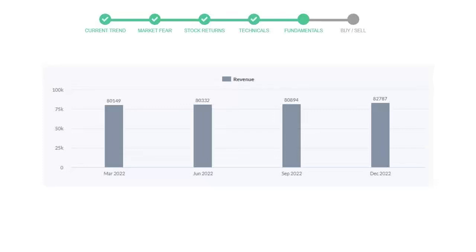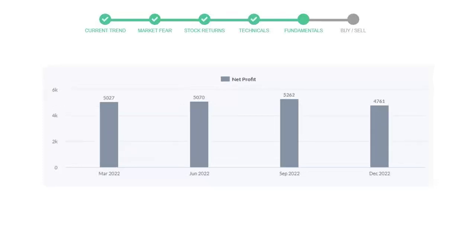Now let's see the profitability of UnitedHealth. In the quarter September 22, the profits were $52.62 million. And in the recent quarter, December 22, the profits declined to $47.61 million.